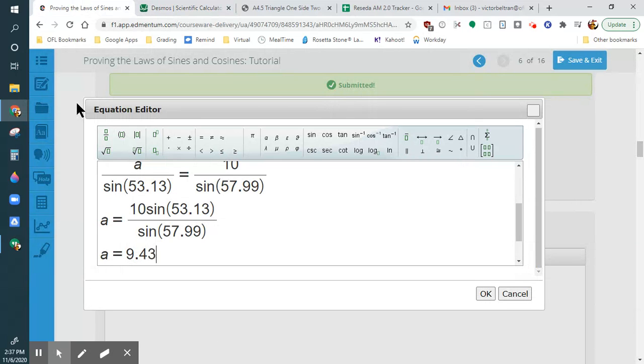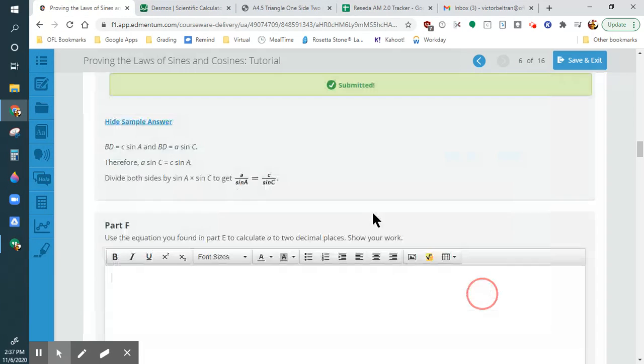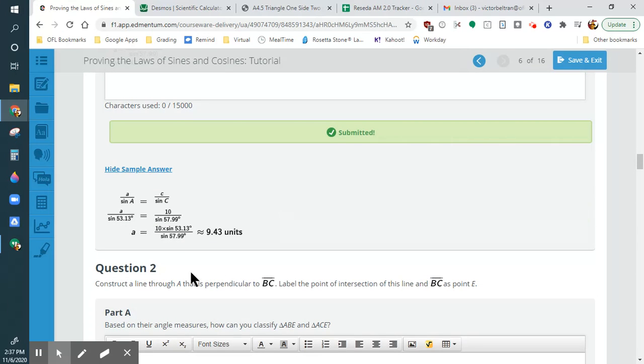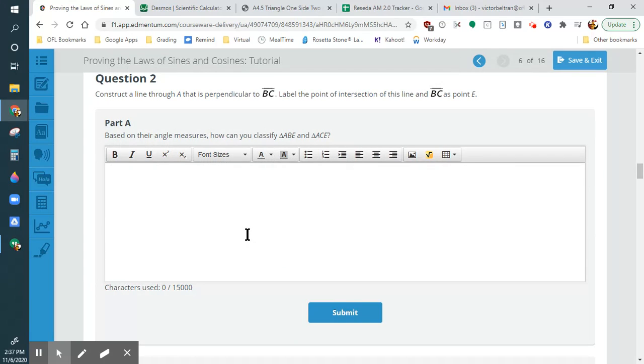9.43. I misspoke, 9.43. So I get that as my answer. Submit this. 9.43. Cool. So I actually went right on there with Edmentum. So looking at this, now we're going to go to another one.